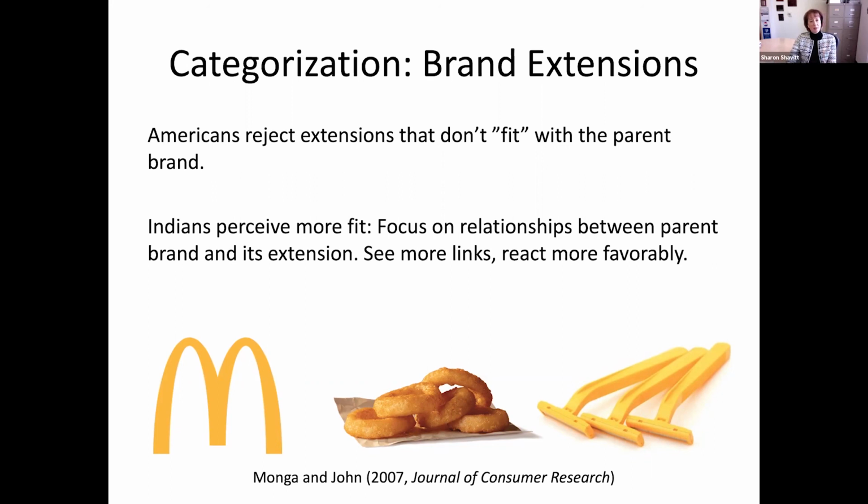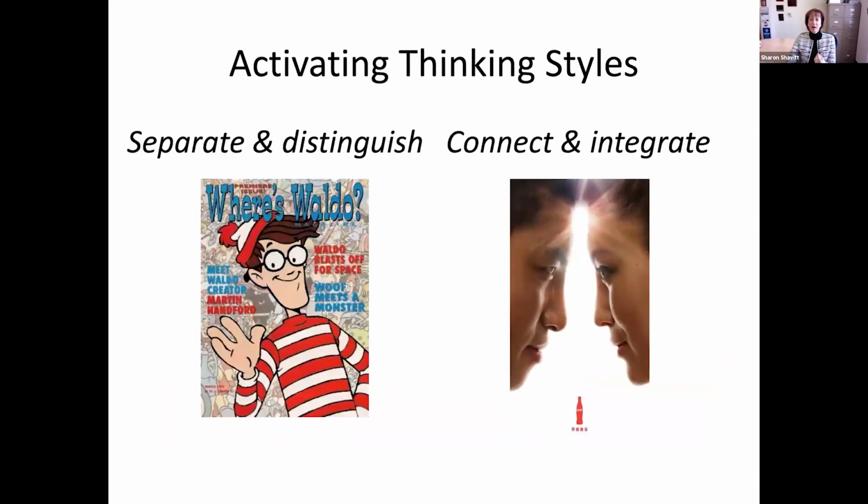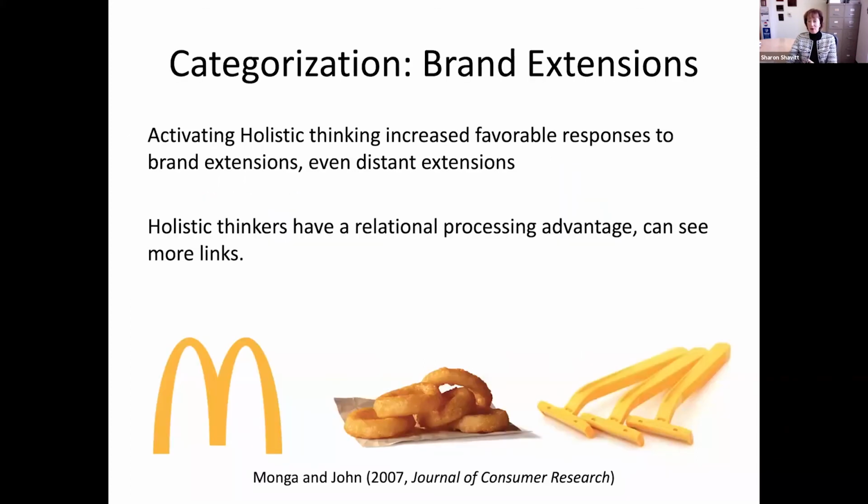They looked at whether thinking style was responsible for this difference. So they actually activated different thinking styles in consumers. They activated either this analytic mindset of separating and distinguishing, or this holistic mindset of connecting and integrating. And then after that process in their experiment, they showed people these same kinds of brand extensions. And they found that activating holistic thinking actually led people to become more favorable toward the brand extensions. Even Americans became more favorable to the brand extensions, even distant extensions like McDonald's chocolate or McDonald's razors. And other research has suggested that holistic thinkers have a relational processing advantage. So they can see more links between different parts of the same category. They can connect things together in a more effective way.